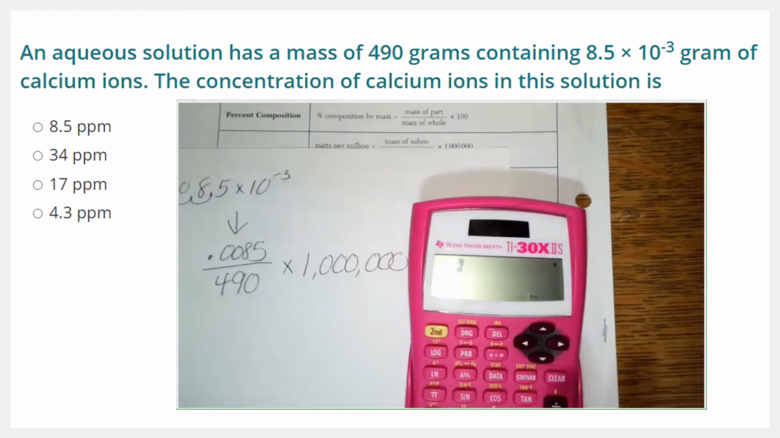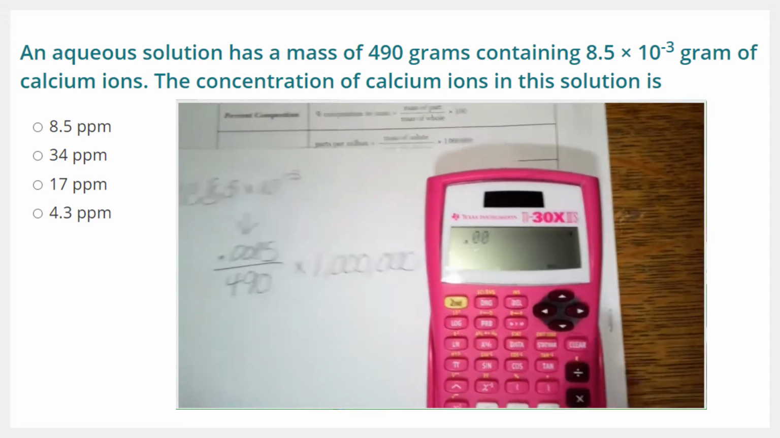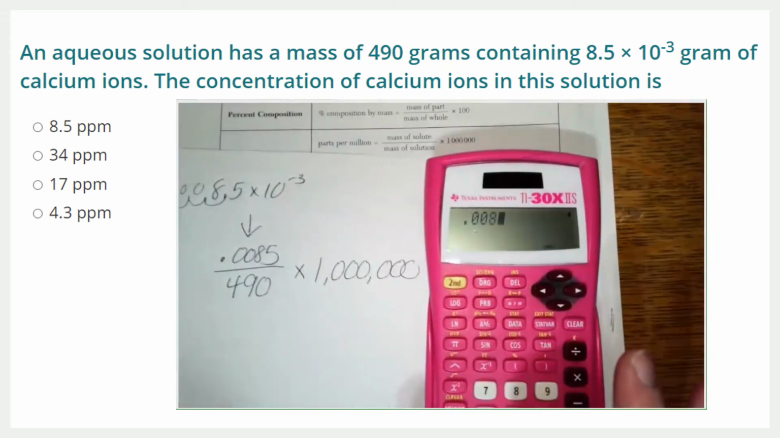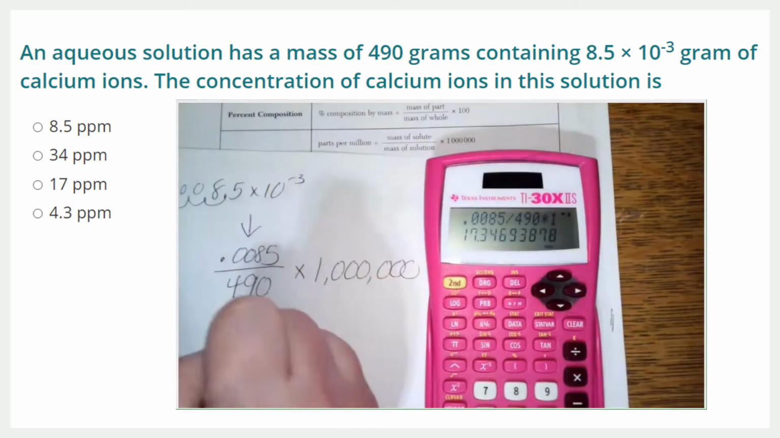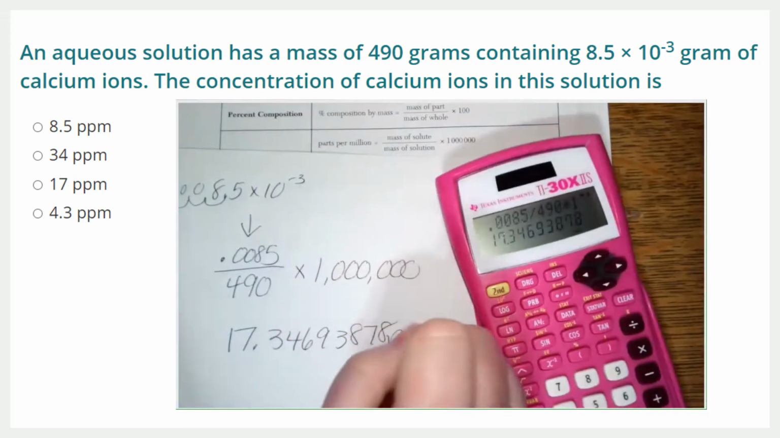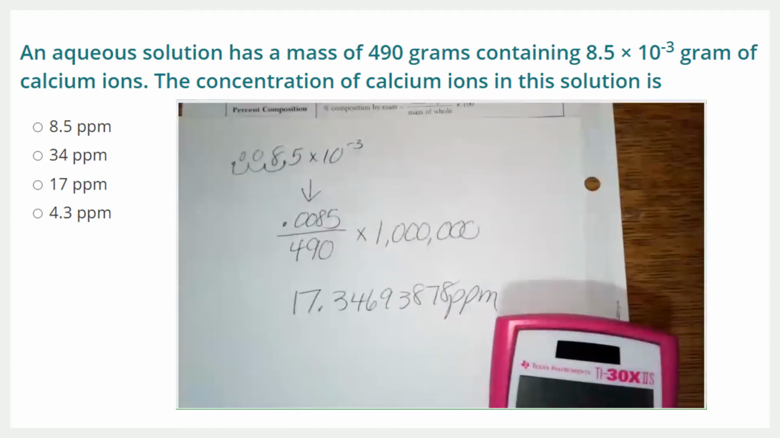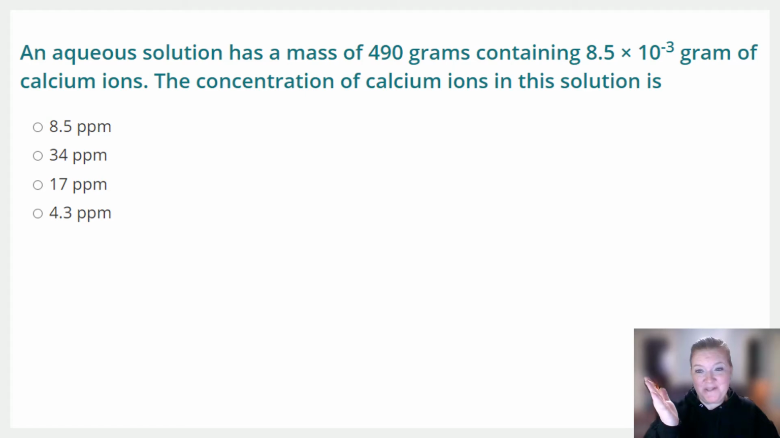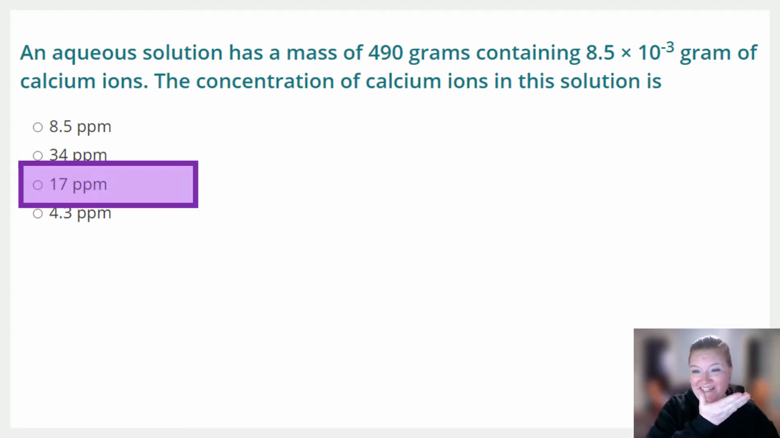So 0.0085 divided by 490 times 1 million. That's 1 with 1, 2, 3, 4, 5, 6 zeros, equals 17.34693878 ppm. Now I definitely have to round that, so I'm going to look at my answer choices. And do you see what we came up with? There's the answer.